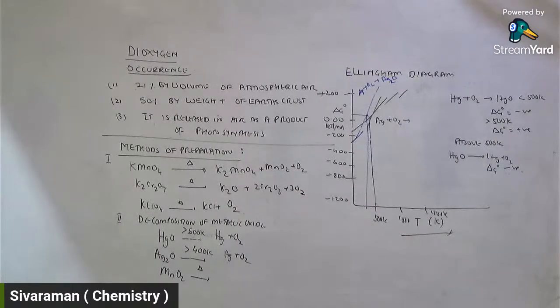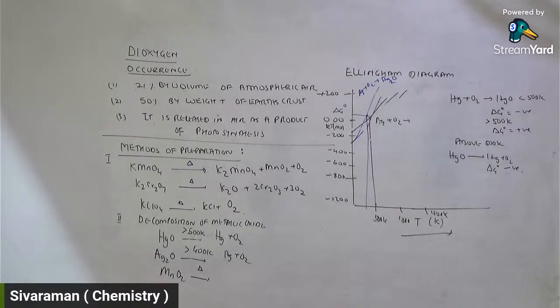So if asked to give a scientific reason why mercuric oxide decomposes at temperature greater than 500 Kelvin, what will you have to say? Below 500, for the formation of mercuric oxide, free energy change is negative. Beyond 500 Kelvin, the free energy change for the backward reaction is negative. So that becomes a spontaneous reaction. It decomposes. So this is the give scientific reason question. Understood? Same is true for silver oxide and lead oxide also.